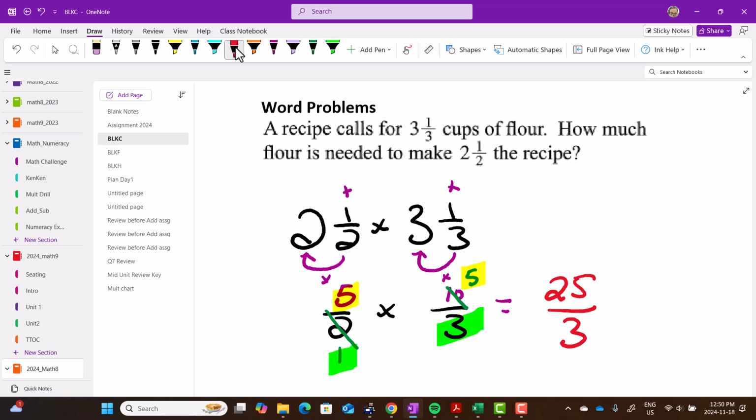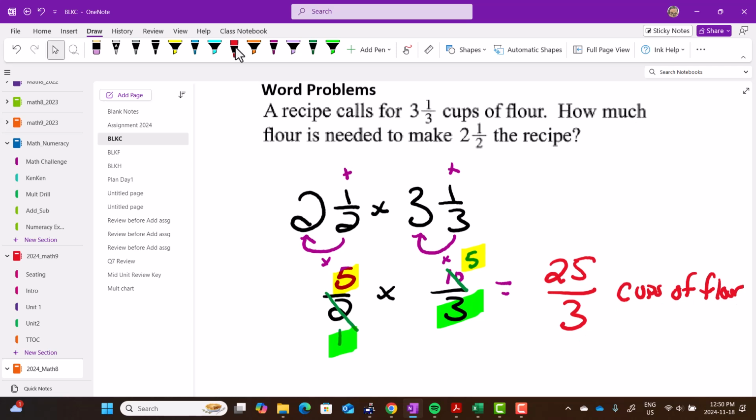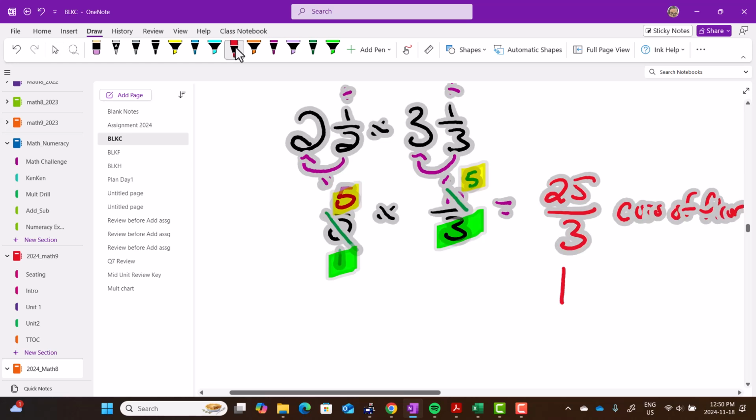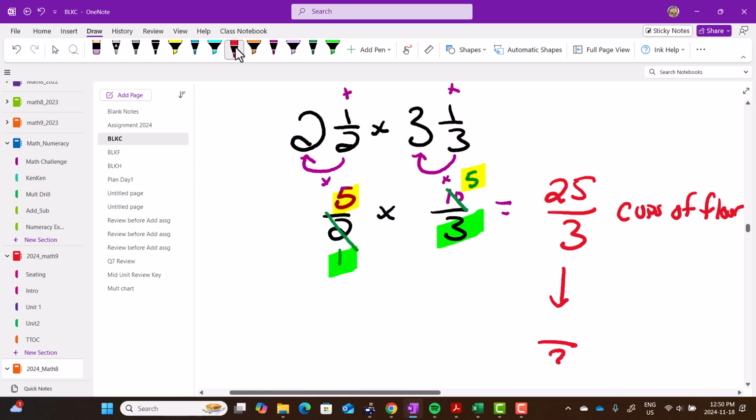So 25 over 3. Now, with word problems, this is where usually the exception is. Because we don't want to say 25 over 3 cups of flour. That doesn't make sense, right? That's not how we talk about baking with improper fractions. So we would convert this. And you go, okay, let's convert this into a mixed fraction. So 3 stays the same.